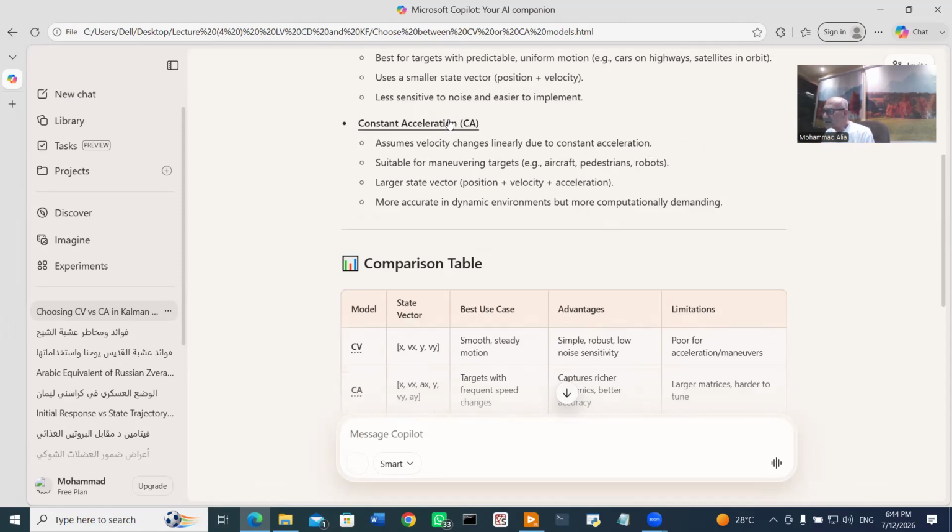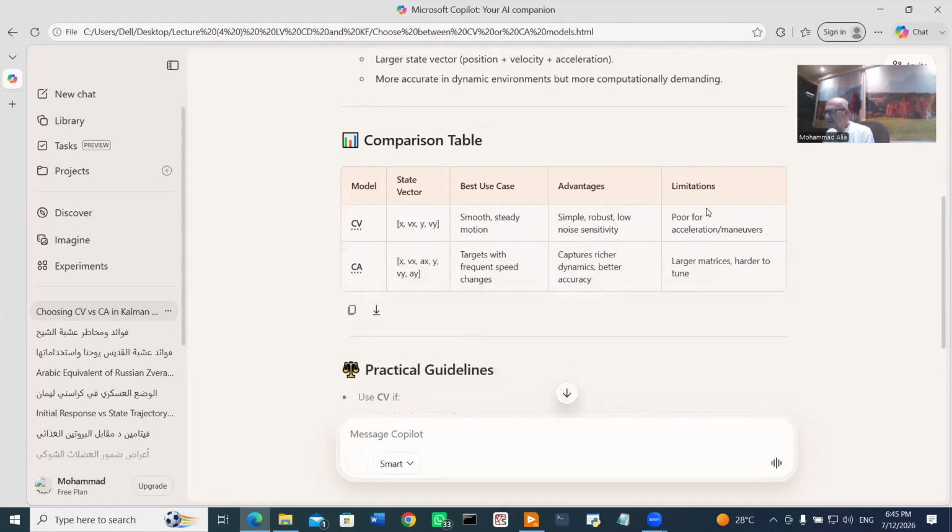The state vector here is not only two elements, position and velocity, it also includes acceleration. So it is a larger vector: position, velocity, and acceleration. And it is more accurate in dynamic environments where maneuvers are taken, but more computationally demanding. Here is a table which shows a comparison between them.